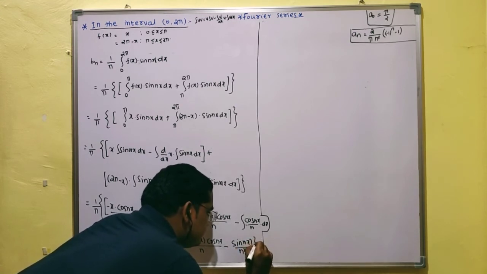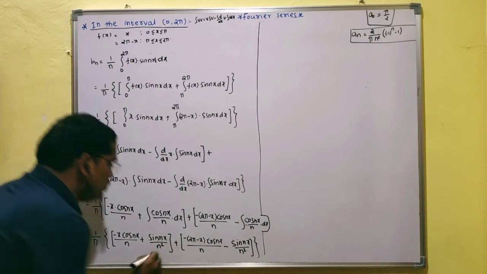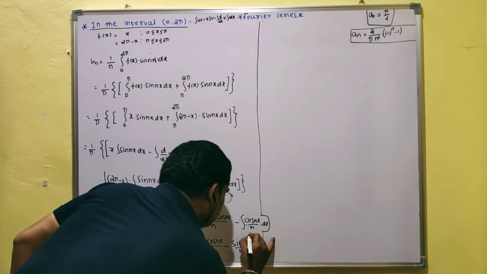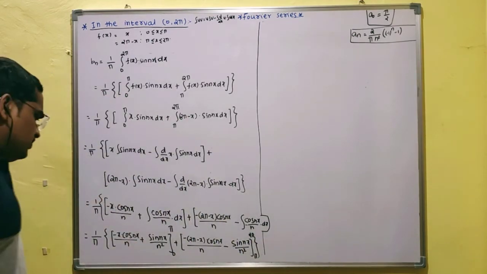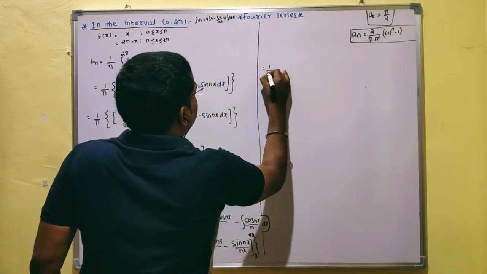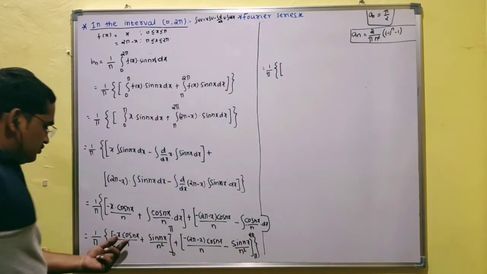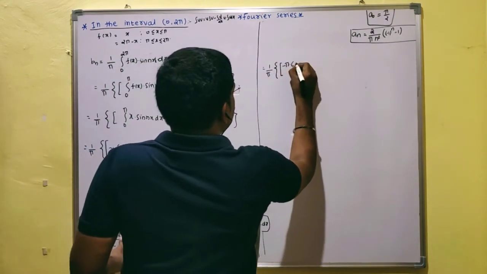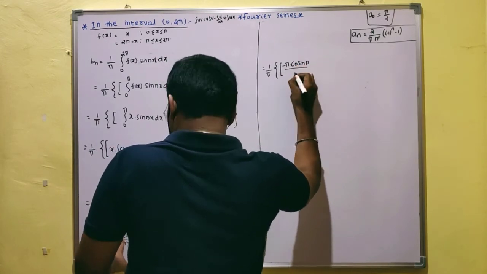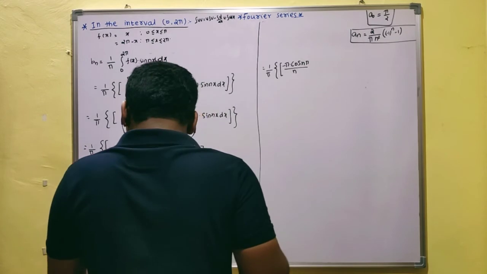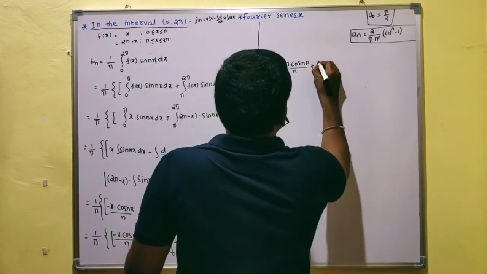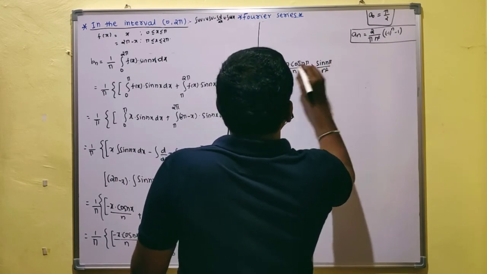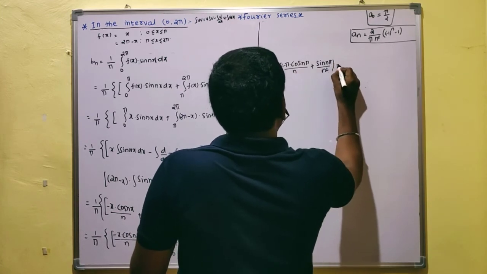This bracket is complete and this curly is complete. For this bracket, what is the range? 0 to pi. And for this bracket, what is the range? Pi to 2 pi. Now put here upper limit minus lower limit, we will get our required result, which is equal to 1 upon pi, this curly in this bracket. Now this upper limit here, minus pi into cos n pi divided by n plus sin n pi divided by n square. This is my upper limit minus lower limit.